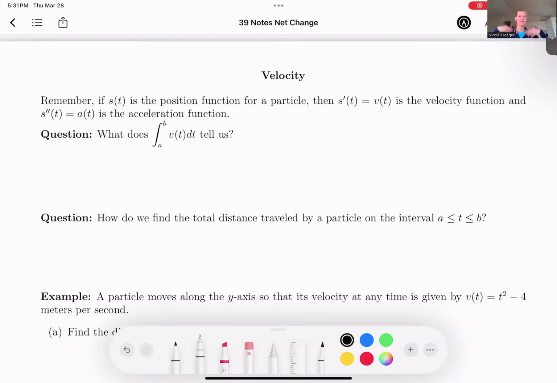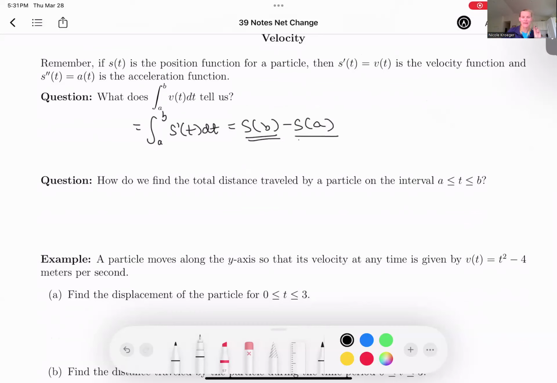So we remember that velocity is the derivative of position. So I can replace this integral with s prime of t, where we think of s being the position function. The antiderivative of s prime will just be s. So we're going to get s of b minus s of a. So this is the position at time b minus the position at time a. This is a change in position.